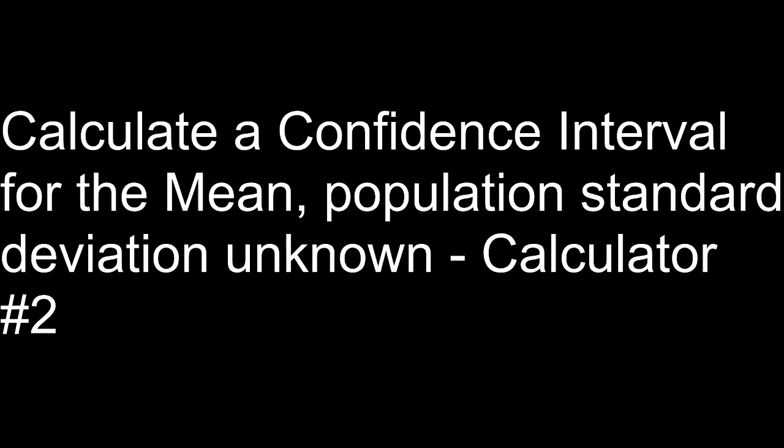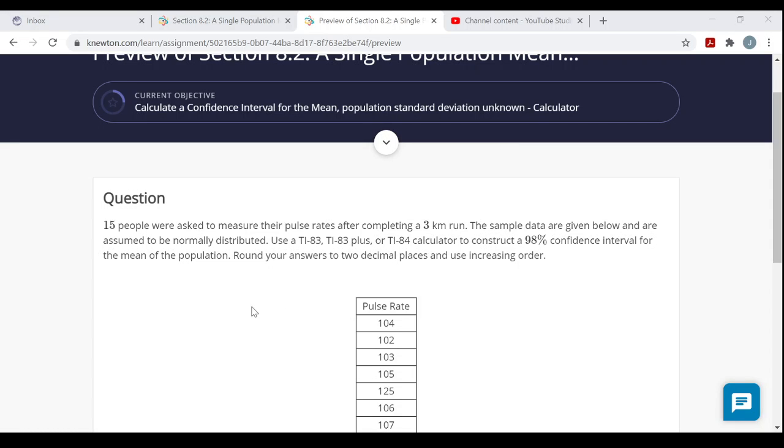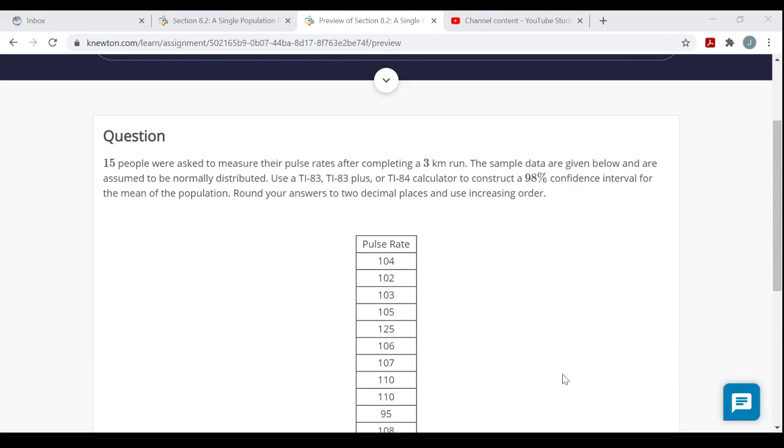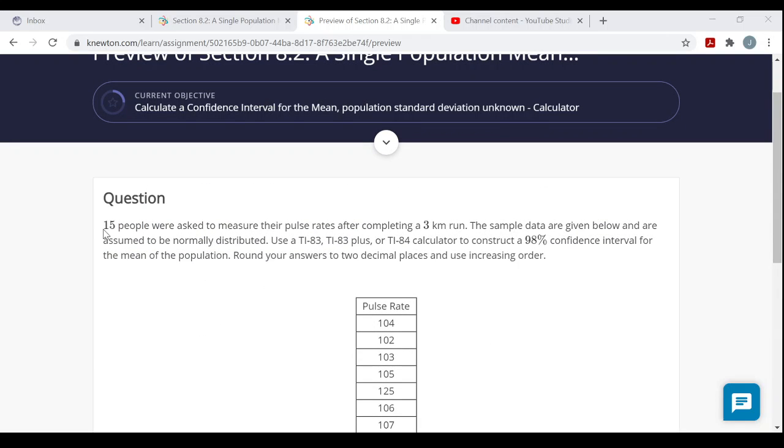All right, now since I've already done a video on this, this one's going to be a little faster. So again, if you want to see how they're doing it, right-click on more instruction, and just watch me do it. All right, so here are 15 people, sample size 15. 15 people were asked to measure their pulse rates after completing a 3-kilometer run. The sample data are given below.